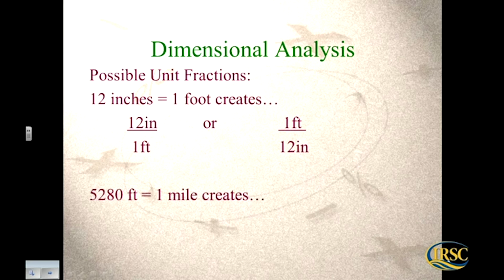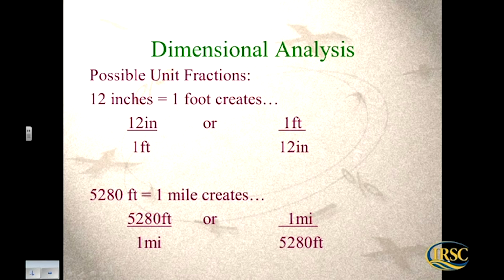So if you had the part of the chart that said 5,280 feet equals 1 mile, what fractions could we create? 5,280 feet over 1 mile, or flip it over, 1 mile over 5,280 feet. You just make a fraction out of the two numbers. The order depends on what the original problem is, the problem you're trying to solve.